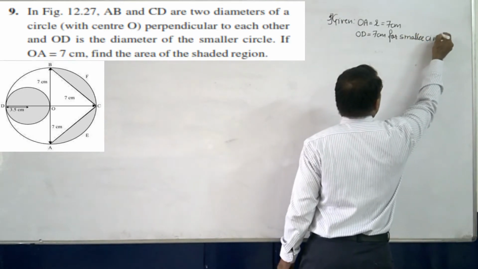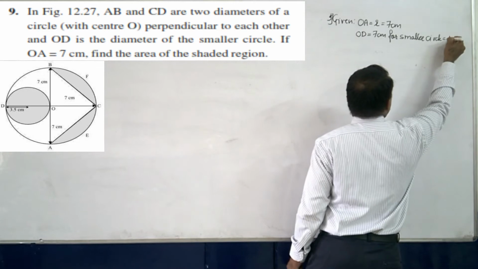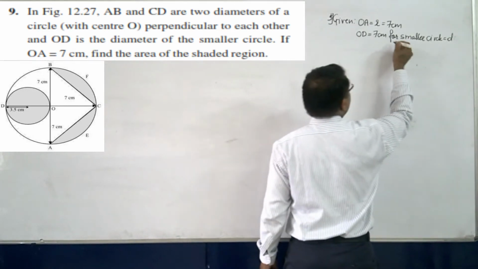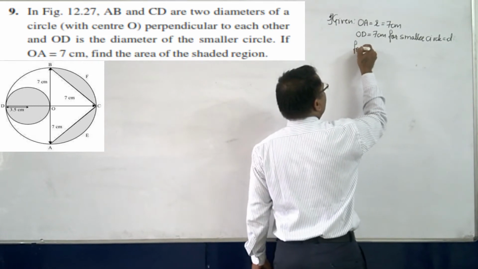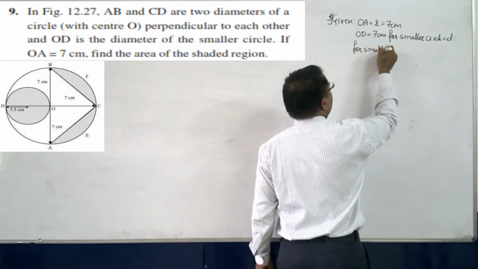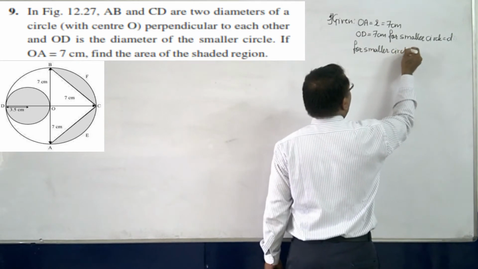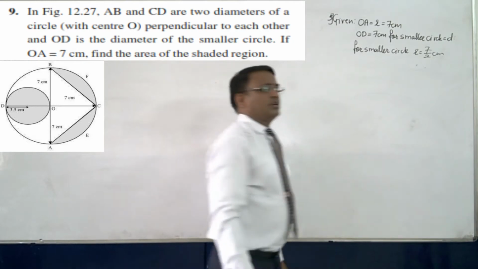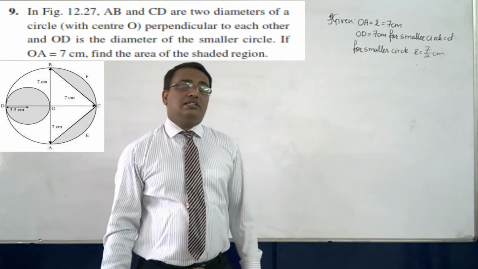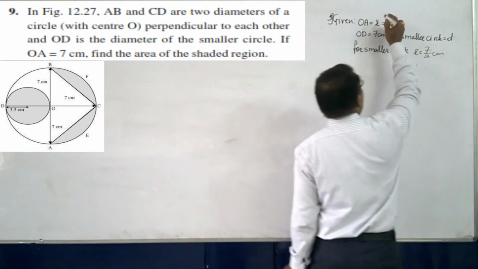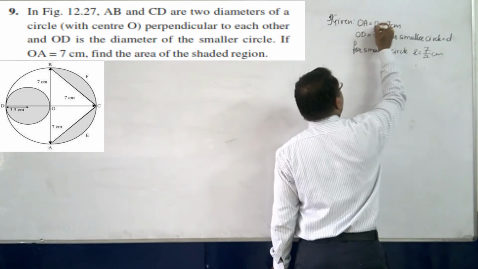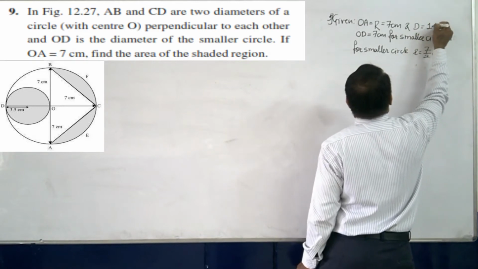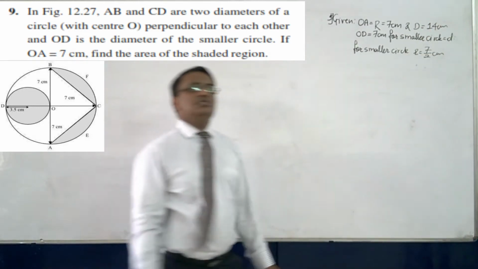is equal to the diameter. So for the smaller circle, what will be the r? r is equal to 7 by 2 centimeter, right? And what is the diameter for the bigger circle? Here in place of this we will be using capital R, so easily you can find out. And capital D is equal to 7 plus 7, it is 14.